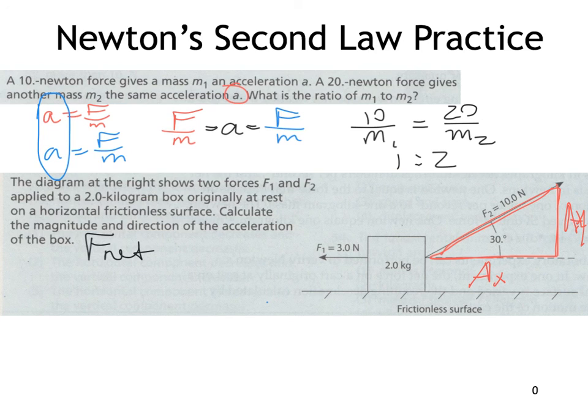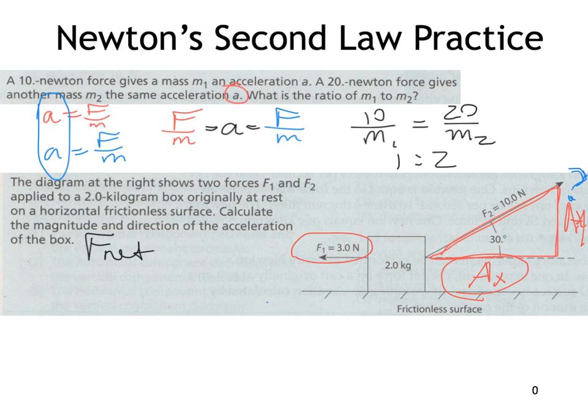One thing I'm asking you to consider right now is that since F1 is horizontal, and AX is horizontal, those are the two forces that are going to combine to give you F net. And actually, AY doesn't give us anything that we need at all. So I'm just going to put a big question mark over AY. We don't need it for this question.